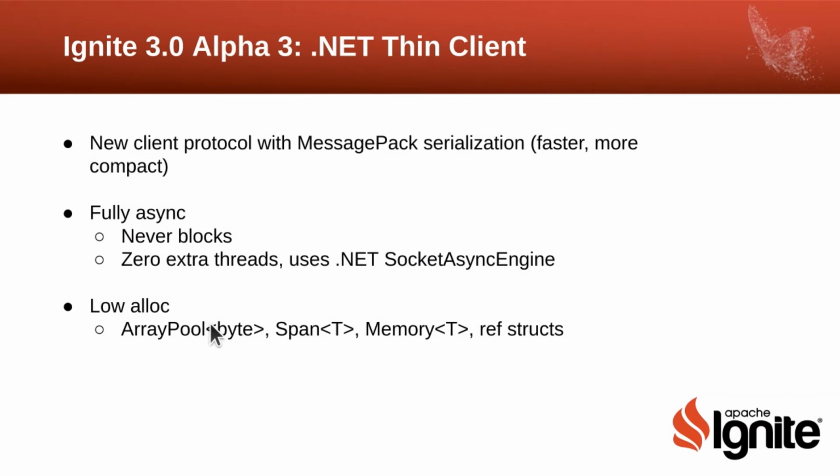Finally, we strive to keep memory allocations as low as possible. For example, table upsert call will only allocate two small objects, which is a task completion source and a simple buffer holder. And we use pooled buffers with ArrayPool of byte. And this array pool, as you may know, is also used by many system APIs like the HTTP client or file IO. So this means that resources are reused. Ignite doesn't have to allocate new buffers because those buffers were already allocated by the runtime. And overall, this makes our thin client even thinner than before.